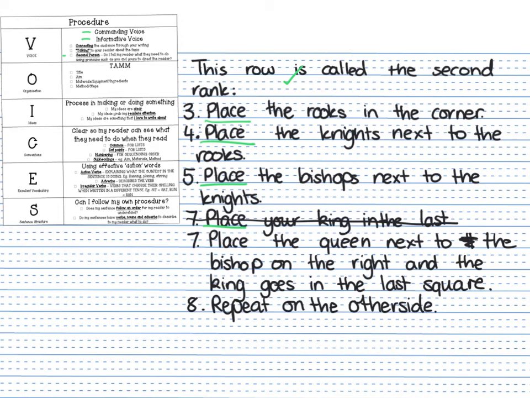Place the rooks in the corner. Place the knights next to the rooks. Place the bishop next to the knights. Place the king next to the bishop on the right and the king goes on the last square. Repeat on the other side. I think maybe this sentence is too long. And I think also I might need to find a synonym for the word place.